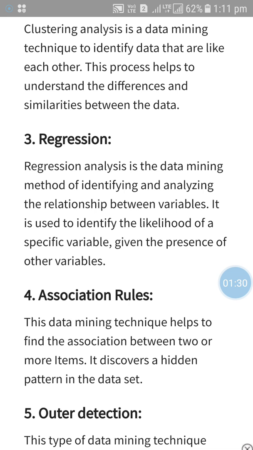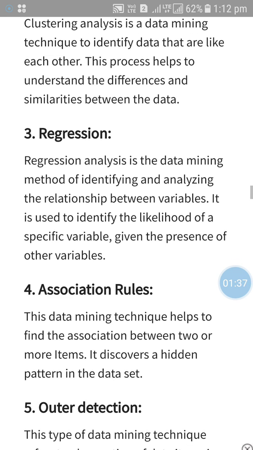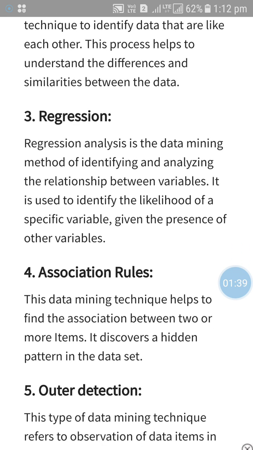Next technique, regression. Regression is a technique to find the relationship between the variables, between the attributes. The dependent variables are found in this technique, and their effect on other variables.